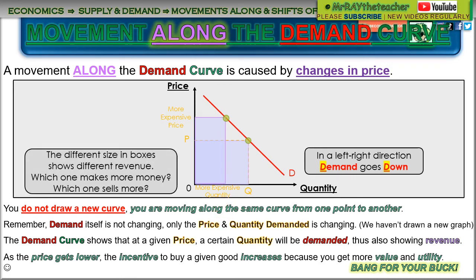And yeah, just look at the sizes of the boxes. Look how they're different. That shows different revenue. Which one makes more money? Which one sells more quantity? Profits aside, ask yourselves, talk amongst yourselves if you need be. So that's usually a common exam question. Let's move on.